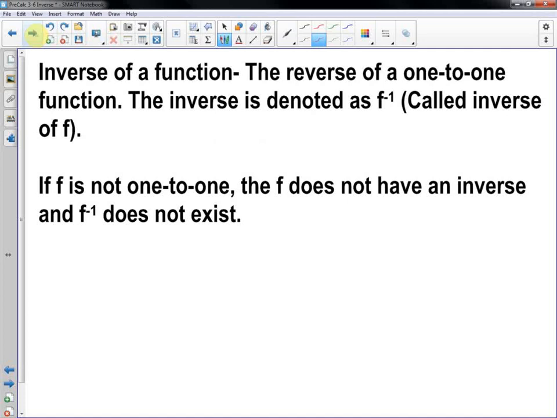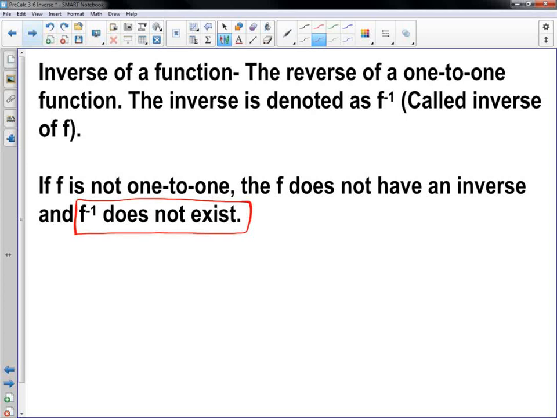All right, so inverse of a function. This is what we can learn. It's the reverse of a one-to-one function, and so noted as f to the negative first power, right? And we call that inverse of f. If it's not one-to-one, then it doesn't have an inverse, and this does not exist.